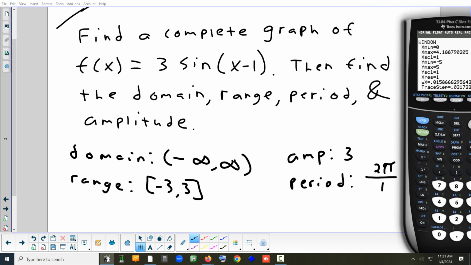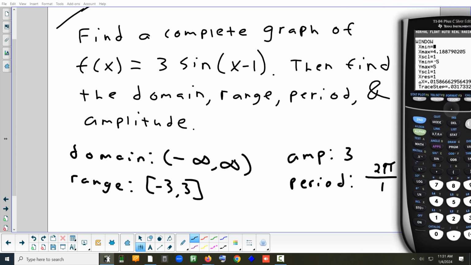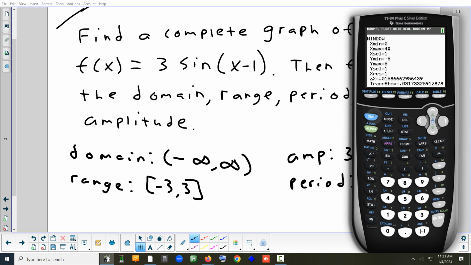And if I want to make sure that I show at least one cycle, how big does my window have to be? 2 pi. So I'm going to do 4 pi. I want to show 2 cycles. So it started down here. It should end right down there too. Because if you show exactly 2 full cycles, it needs to end where it started.